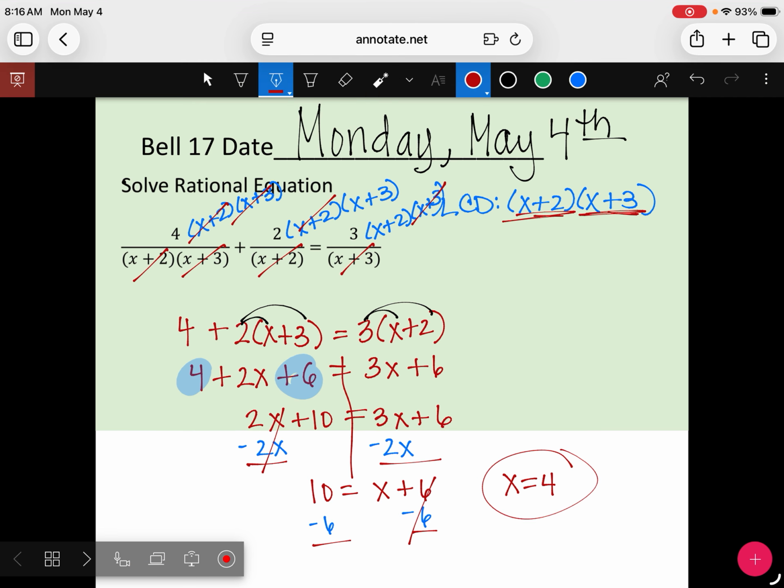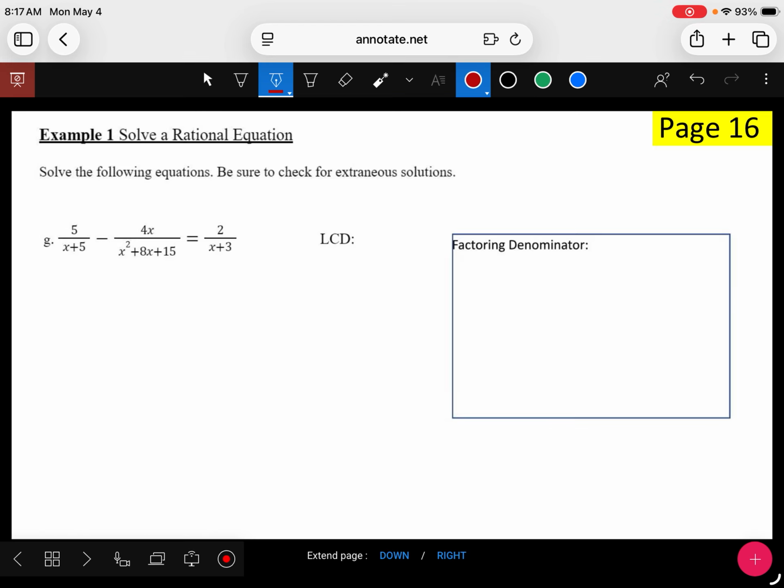All right, we're on page 16. We only have 2 questions remaining. I'm going to work through the first one with you, and the last one you're going to do on your own. And I will come around and check and help you all finish that question. So we're on page 16.